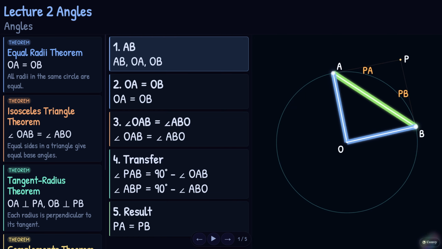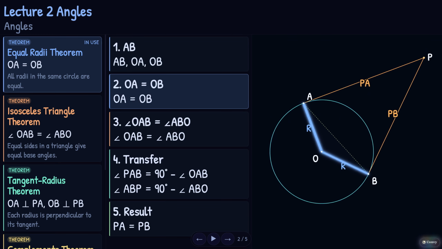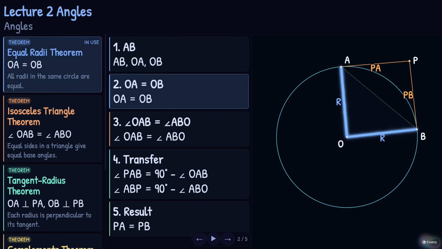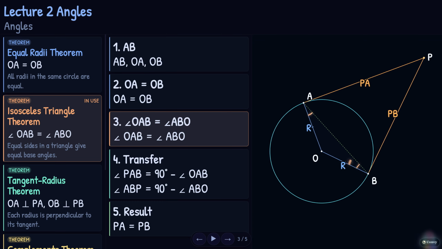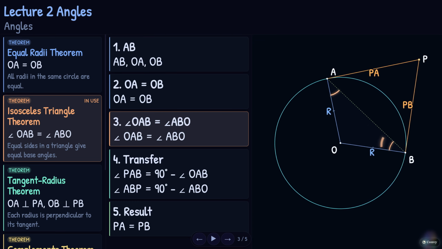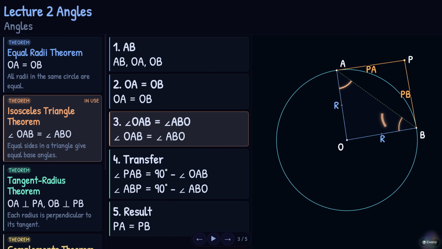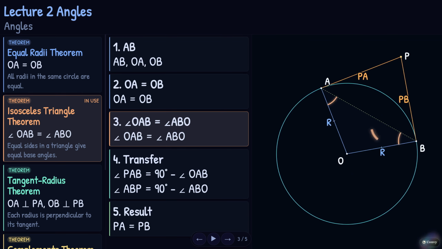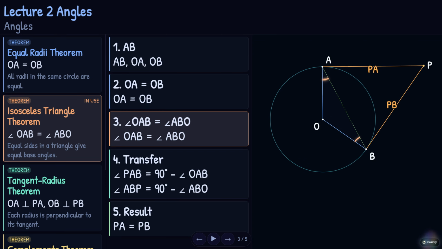So now connect A to B, forming chord AB. Inside the circle, triangle OAB is an isosceles triangle because again OA equals OB as radii. So the base angles are equal. Angle OAB equals angle ABO. Now pause here because this is the hinge of the whole second method. Those two equal angles live inside triangle OAB, but we actually want information about triangle PAB, the outer triangle. So how do we transfer angle information from the inner triangle to the outer one?